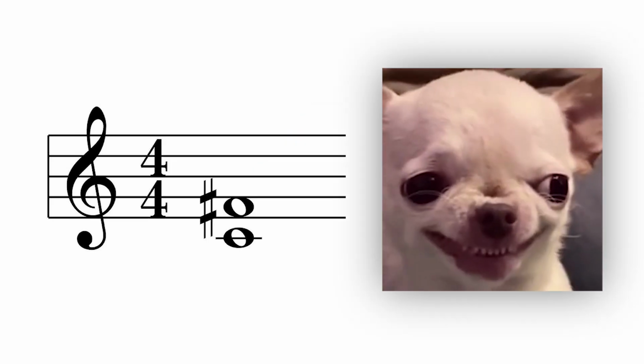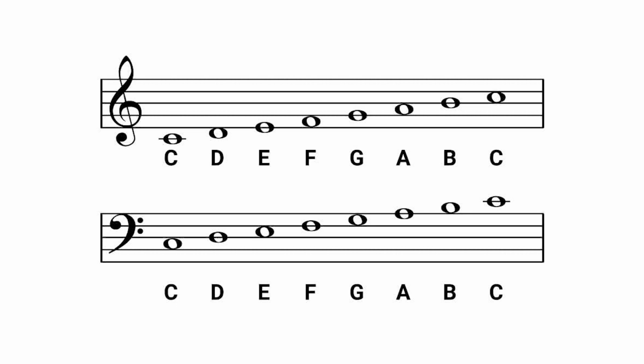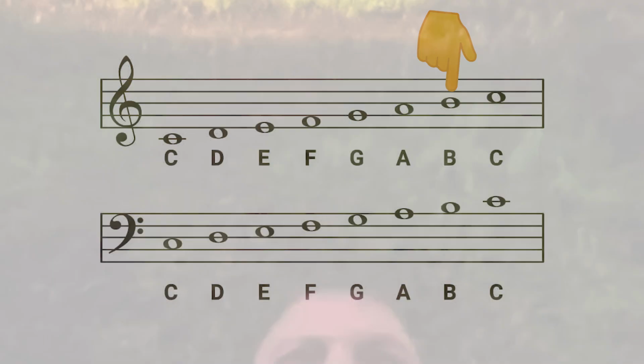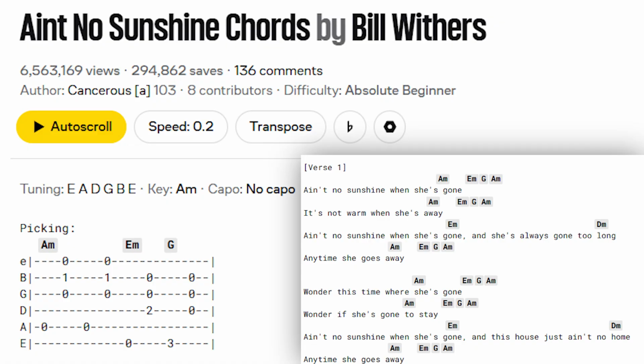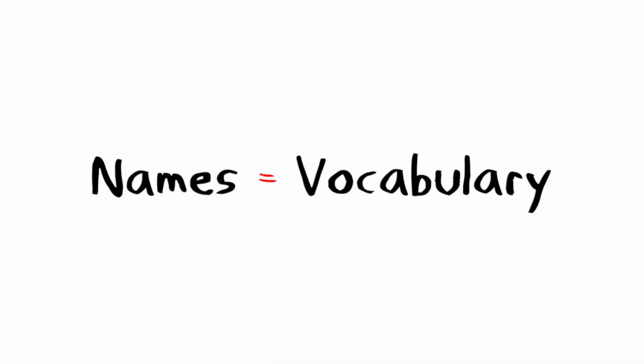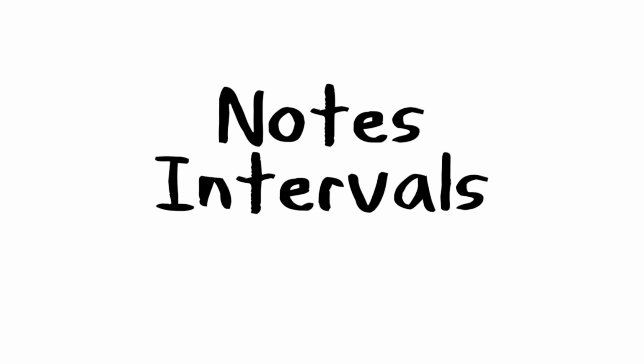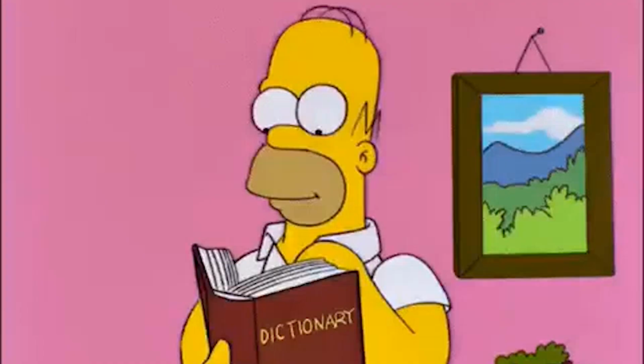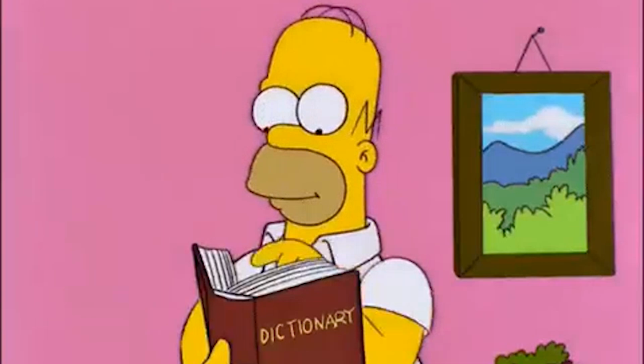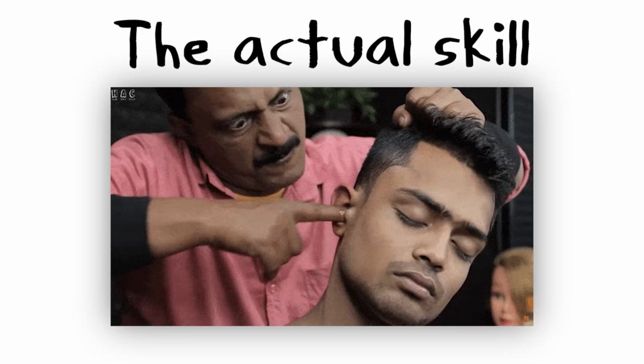So here's your practice. Play intervals and listen to how they feel. Play notes in a scale and stop before the top. Feel that pull toward resolution. Pick songs you know and find the tonic, that home note that feels at rest. The names are just vocabulary so you can talk to other musicians. The theory is just explaining what your ear already knows. Music makes sense because of relationships between notes, between intervals, between tension and resolution. Learn the vocabulary, but don't mistake it for the actual skill. The actual skill is hearing it.